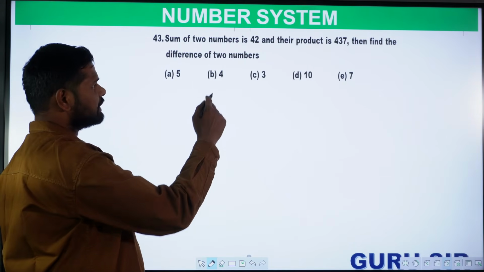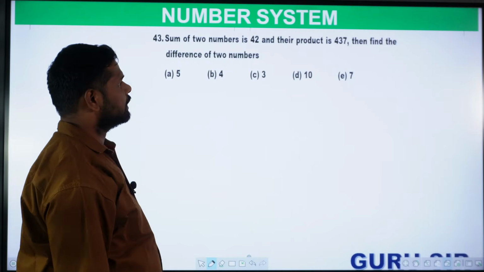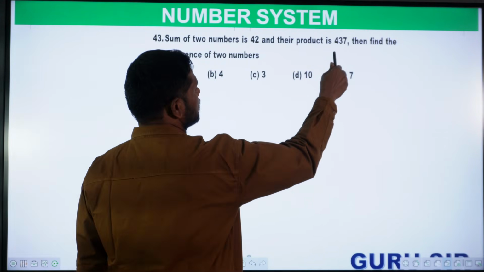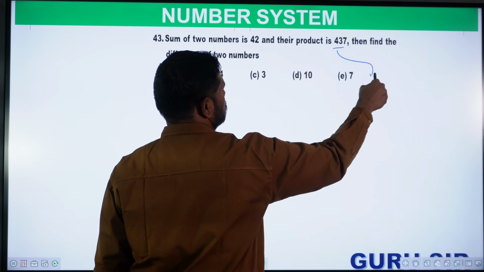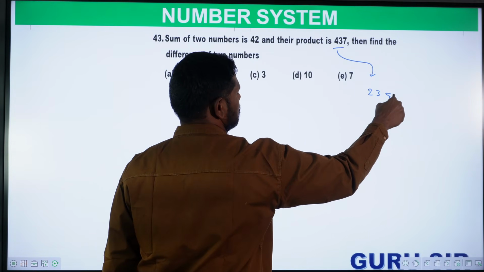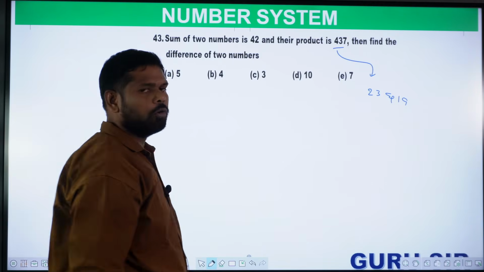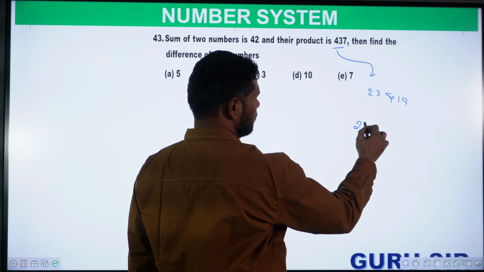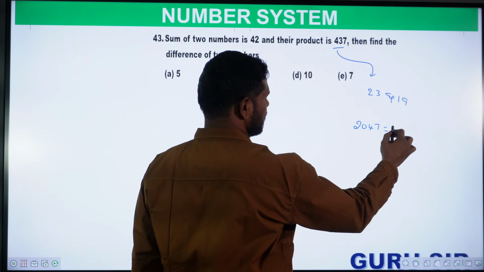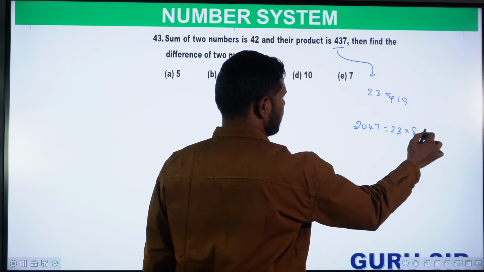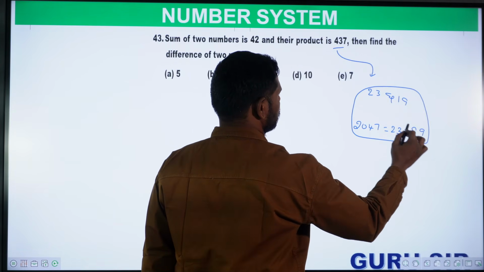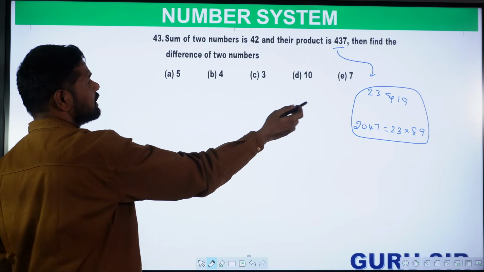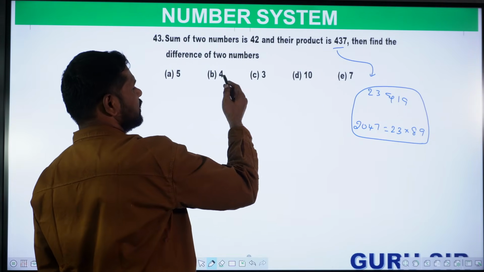Sum of two numbers is 42 and the product is 437. Find the difference of two numbers. Based on this product, I write directly those two numbers are 23 and 19. Why? Because it is a product of two prime numbers. And one more we discussed is the perfect number concept. Actually 2047 is nothing but 23 into 89. Just remember this type: 23 into 19 is nothing but 437. So 23 plus 19 is 42. Difference is 4.